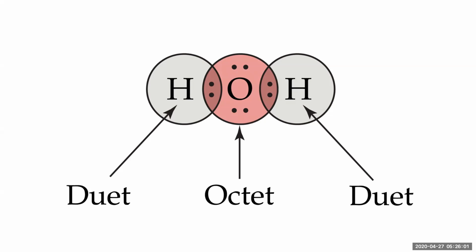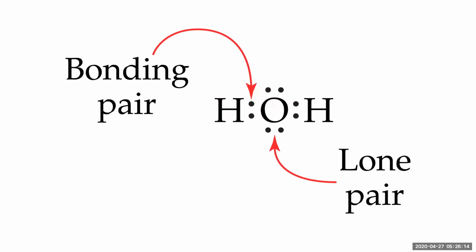Octet means an atom surrounded by 8 electrons. You can see that with oxygen. Note before we move on, the electrons may be shared or unshared. Next, we will discuss how electrons are arranged for a species.